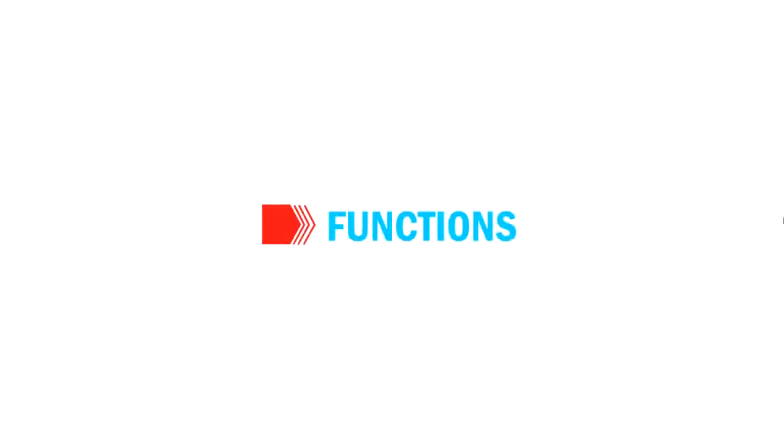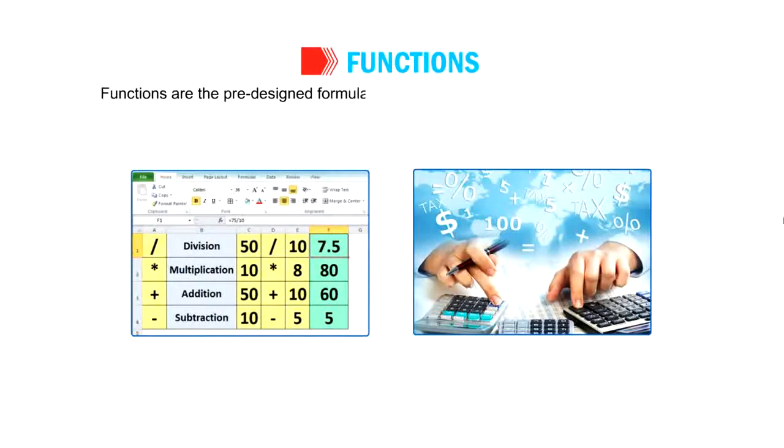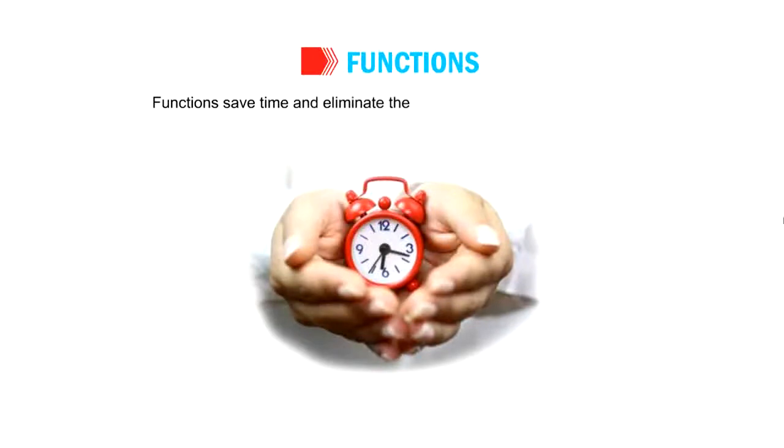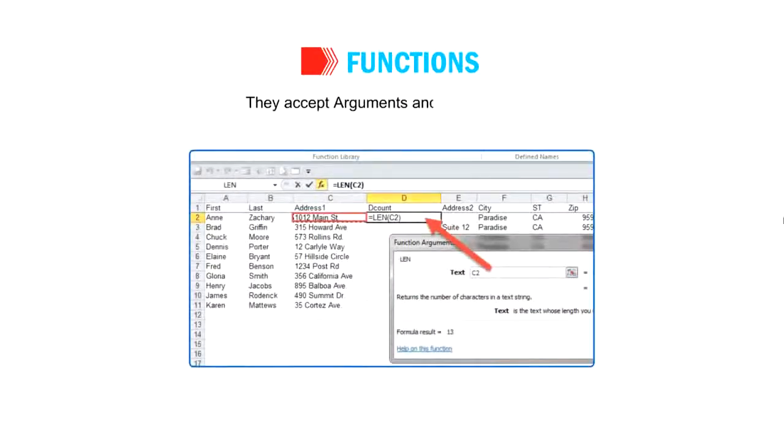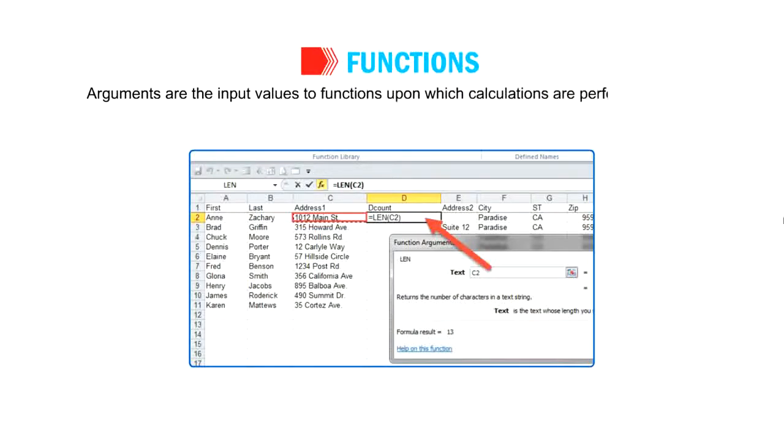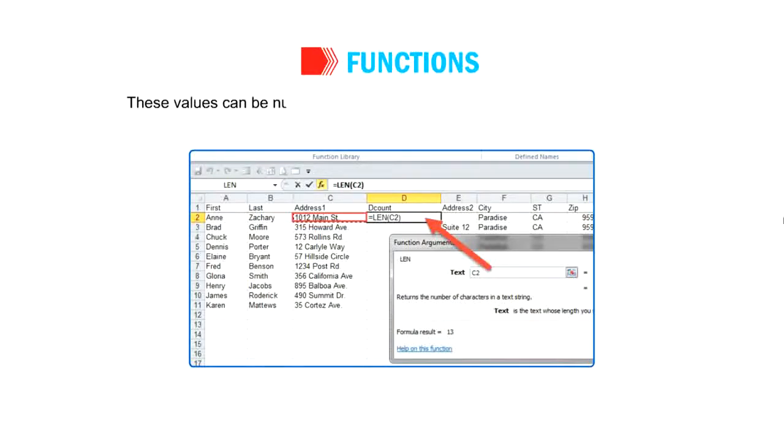Let's now talk about the functions. Functions are pre-designed formulas in Excel to perform both simple and complex calculations. Functions save time and eliminate the chance of writing wrong formulas. They accept arguments and return values. Arguments are the input values to a function upon which calculations are performed to find the final result. These values can be numbers, text, etc. and are enclosed within parentheses.